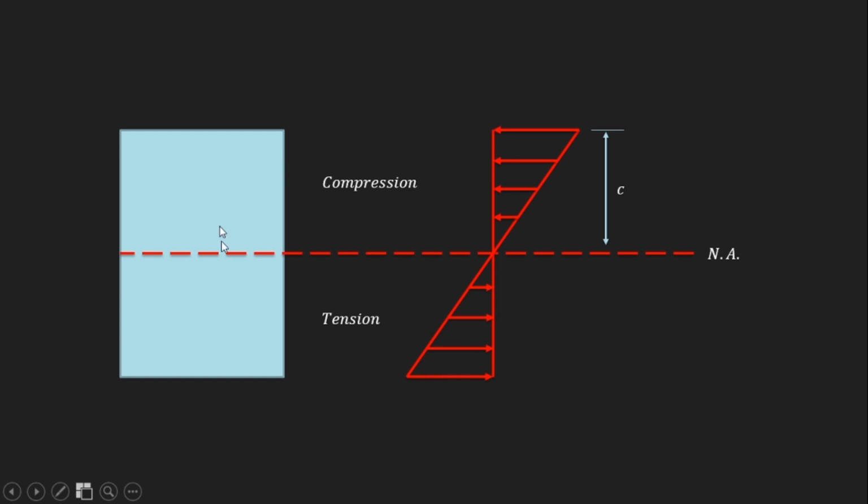Pero kung sa mid-span, laging ganito yung behavior niya. So, yung compression sa top and tension sa bottom. Itong diagram na to, ito yung nakocompute natin from the strength of materials, this is the bending stress from the formula na M max times C all over the transformed moment of inertia from the neutral axis. So, kailangan natin yung maximum moment.